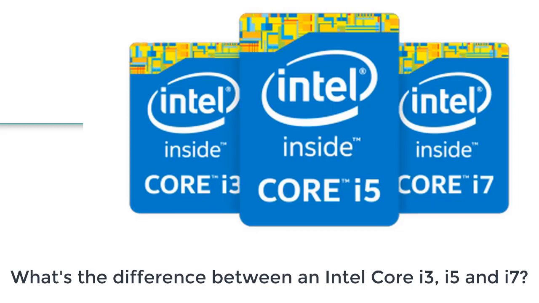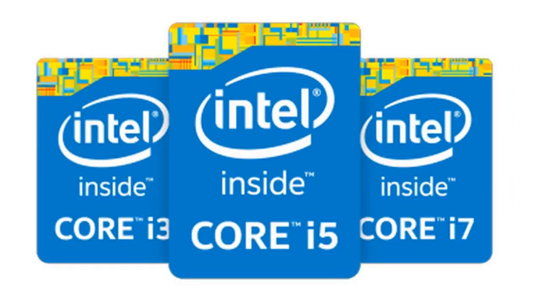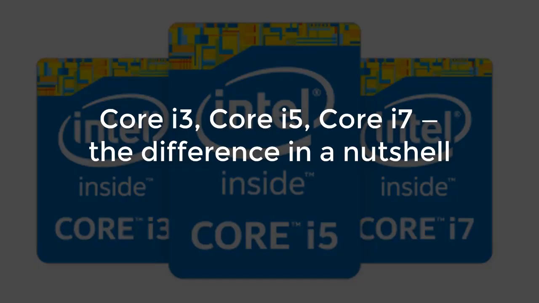So what is the difference between Intel Core i3, i5 and i7? Intel Core i3, Core i5, Core i7 CPUs have been around for a few years now, but some buyers still get stumped whenever they attempt to build their own system and have to choose among the three. We expect the latest wave of buyers to ask the same kind of question. Core i3, i5, i7: the difference in a nutshell.